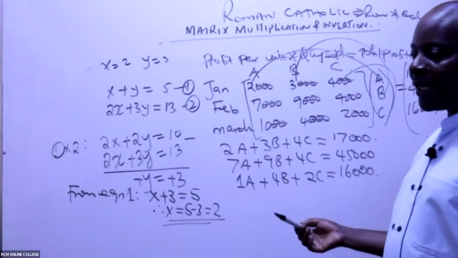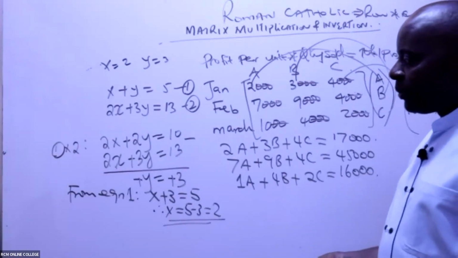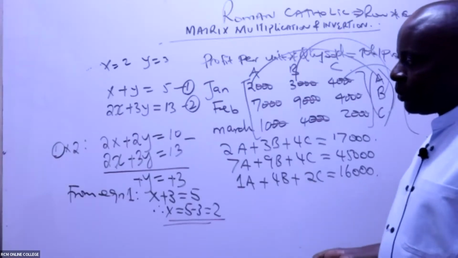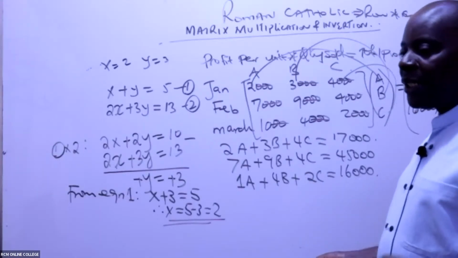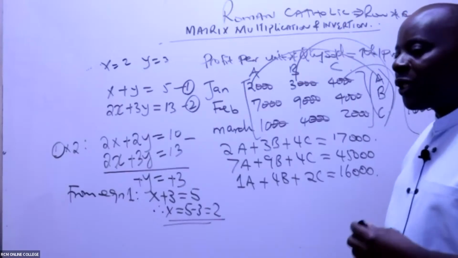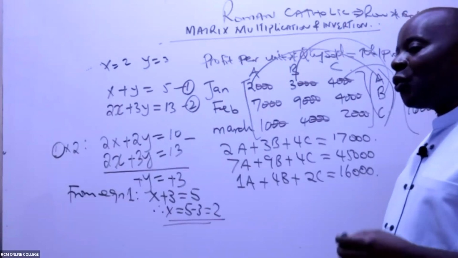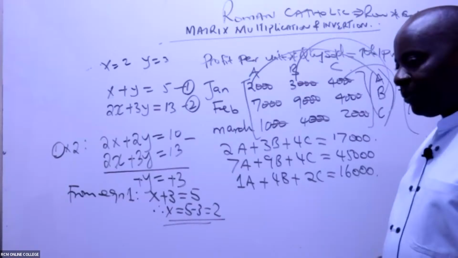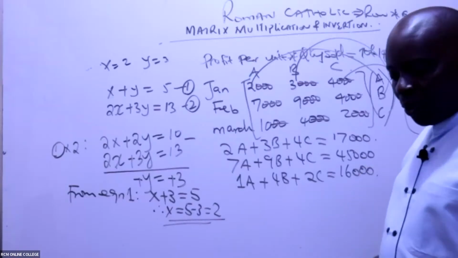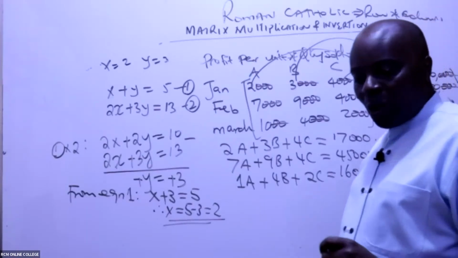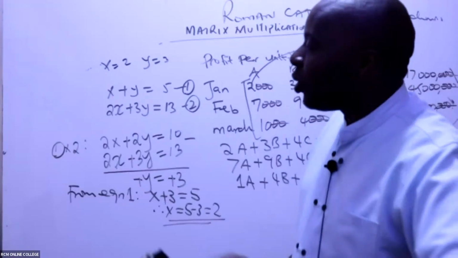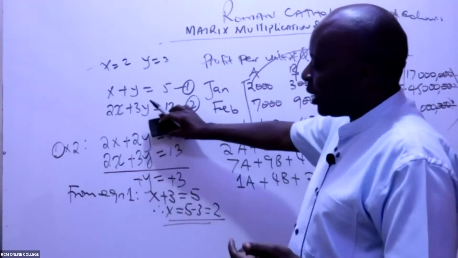So I can opt, ladies and gentlemen, to use elimination to get the values of x and y. I can decide to use substitution. But the very easiest method, my good students, that I would want to sell to you here today is what we call Cramer's rule. Under Cramer's rule, what you're supposed to do is to identify what we call the base matrix. Please listen.